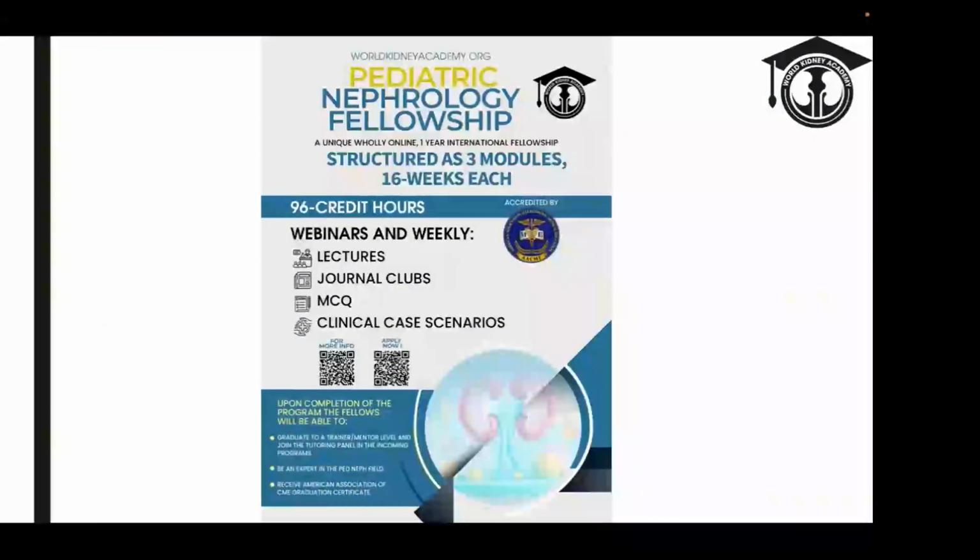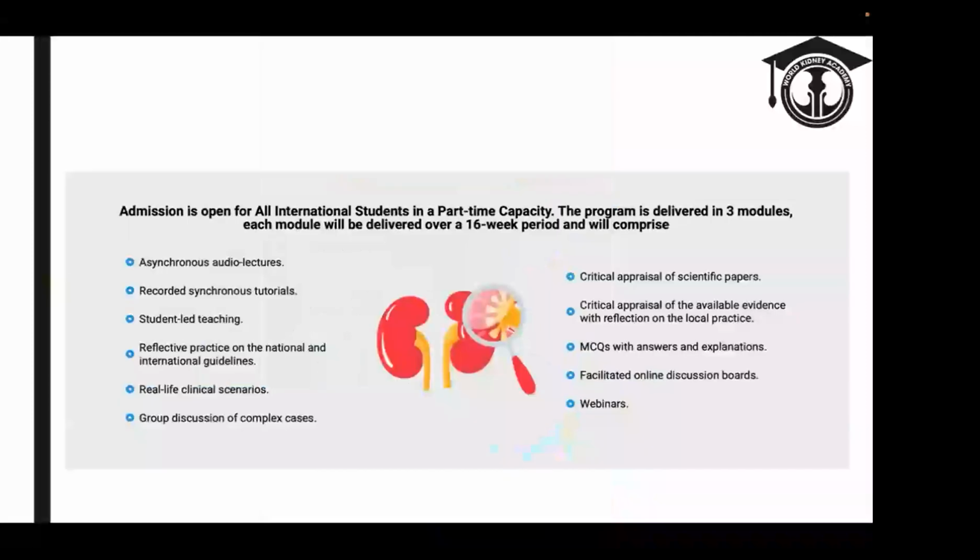So as Prof. Amr has said, it is structured as 3 modules with 16 weeks each. And I think importantly here, it is designed as lectures, journal clubs, multiple choice questions, and clinical case scenarios that I'll show everyone shortly. I know everyone's busy, and often educational programs like this are done in our own time, away from the bedside and away from clinical practice.